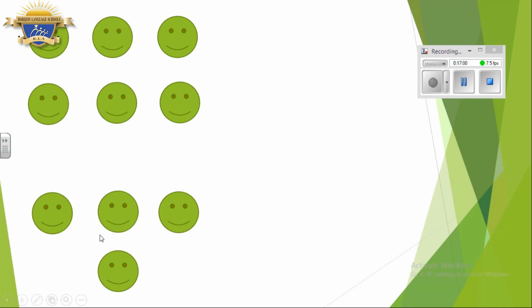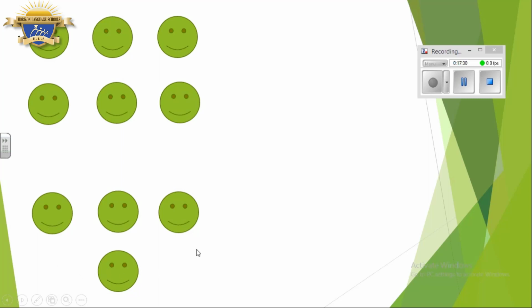But look at the second picture. I have here a set of smiley faces. I have 3 smiley faces in the first row, but I have just 1 smiley face in the second row. And I have 2 gaps here. I don't have any smiley faces in these 2 gaps.